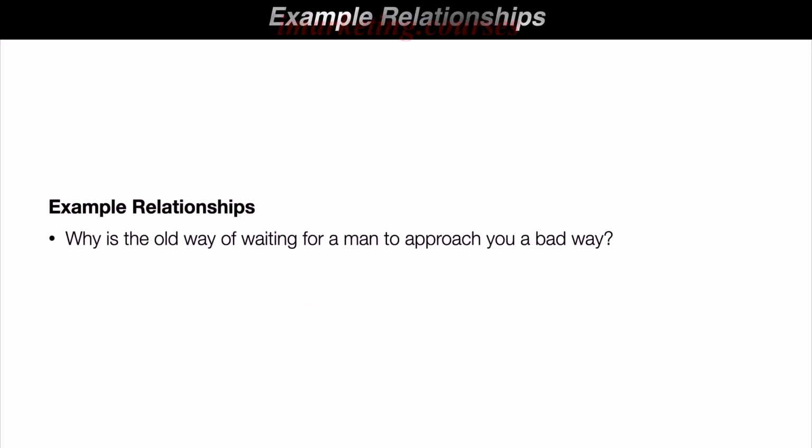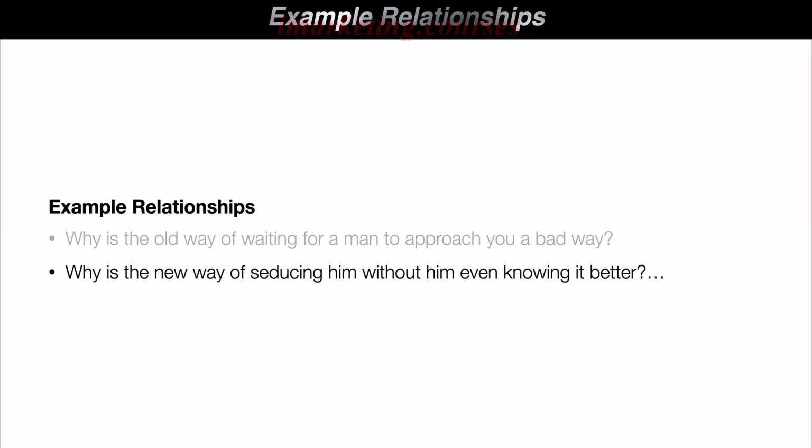Example, relationships. Why is the old way of waiting for a man to approach a bad way? Because you end up with no choices and they have to come to you. Versus why is a new way of seducing him without him even knowing it, so it feels like he's done it, so you really have the control? How cool is that? That's what I also used to teach.